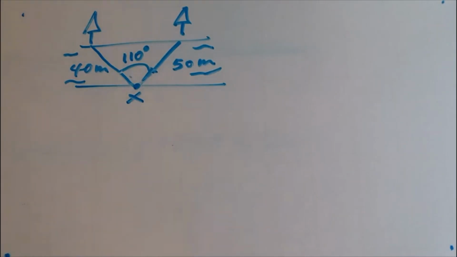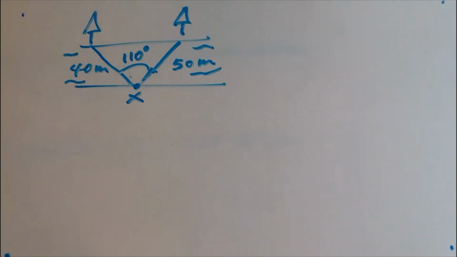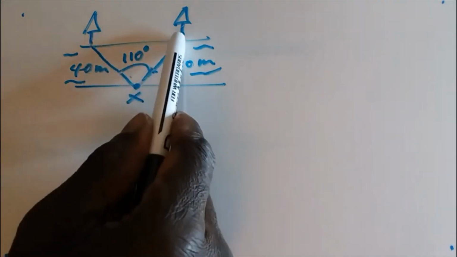So here we have two trees standing. These are the two trees on the side of a riverbank. On the opposite side is a boy standing at this point X. And we need to use this information to calculate the distance between the two trees. That's this distance here.